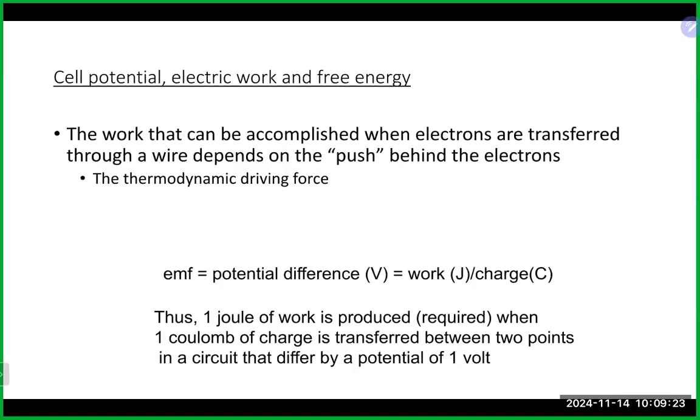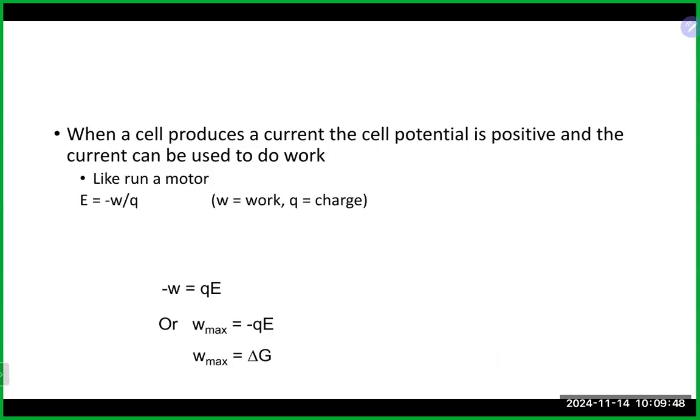All right, so let's talk a little bit about cell potential, electrical work, and free energy. The work that can be accomplished as the electrons go out through the wire depends on the push behind the electrons, and that's the thermodynamics. A volt is equal to a joule divided by a coulomb of charge. So 1 joule of work is produced or required when 1 coulomb of charge is transferred between 2 points in a galvanic cell. When a cell produces a current, the cell potential is positive, and the current will do the work, like run a motor or something like that.